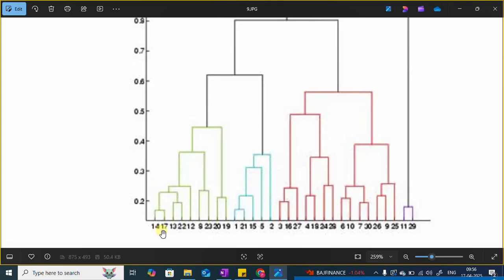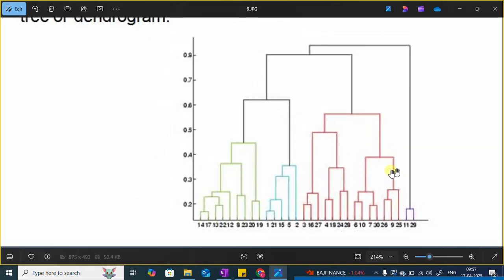Let's say 14 to 17 merges with the 13 to 22 cluster. Now it becomes a little bit bigger. Then again it merges with the 12, a little bigger. Similarly it merges with the 9 to 23 cluster, and now it becomes this one. Now it merges with 20 to 19 and becomes this one. Then again come to this blue color. Again it merges small, then bigger, then bigger. Now this green color and blue color merge and it becomes one bigger cluster.